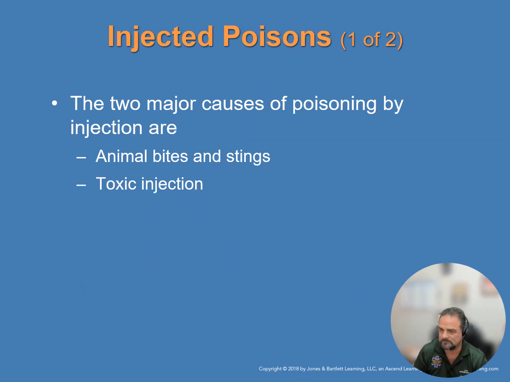All right, so injected poison. There are two major causes of poisoning by injection. The first one is going to be animal bites and stings, and then a toxic kind of injection.